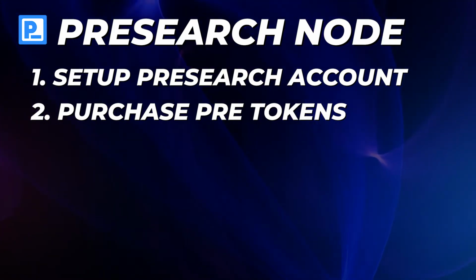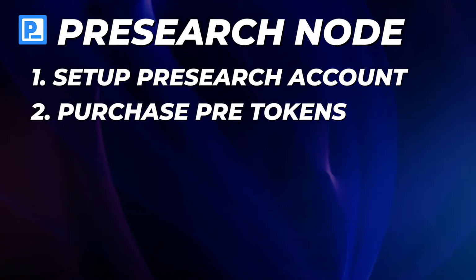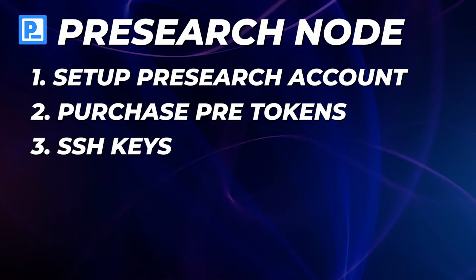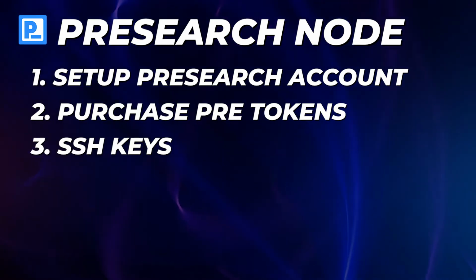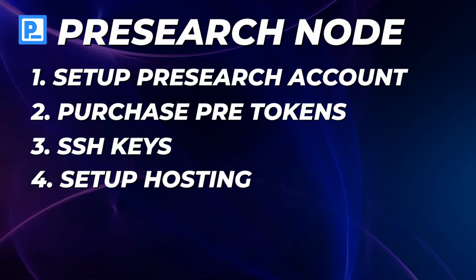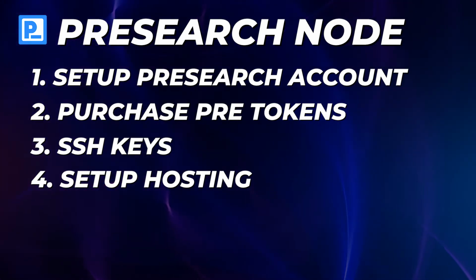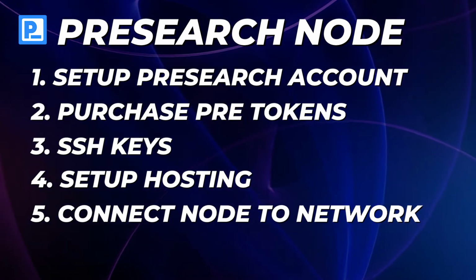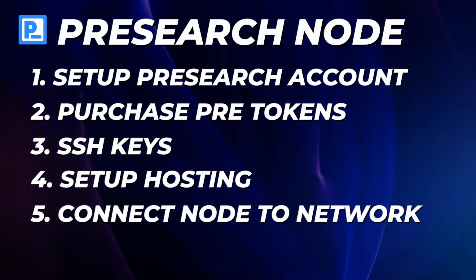Once we have purchased our Presearch tokens, we're going to go back to our desktop. We're going to create some secure keys. Now this is an additional step. It's optional, but it's going to help for a nice, smooth, secure transfer of data. The fourth one is to create a hosting account and set up the server with a pre-configured file. Once we have that done, we're going to be doing the last step, which is transferring our tokens to our node and connecting our node to the network. Those are the steps that we're going to be taking, so let's begin.